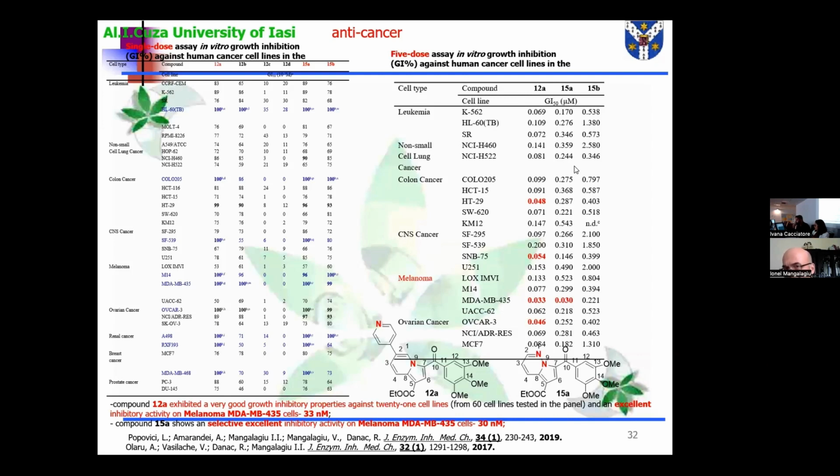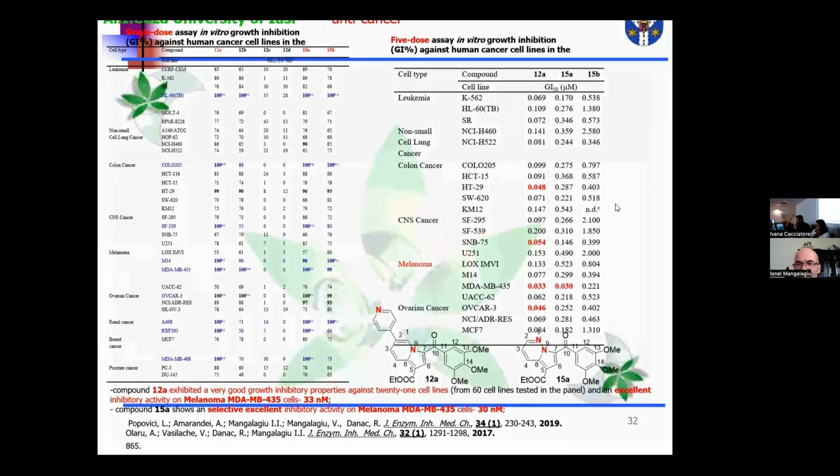What we also noticed, and we think it is a very important clue, is that the pyrrolopyridazinic compounds have a selective activity only against melanoma, as you can see here, at 0.30 nanomolar. So I think that these two groups of compounds are also interesting to be further studied.